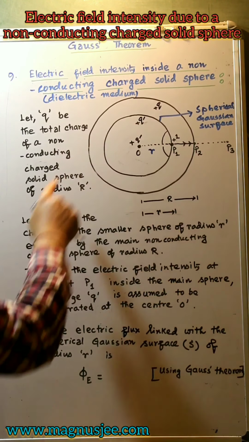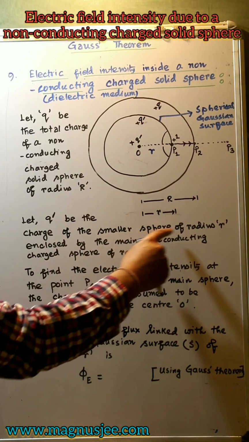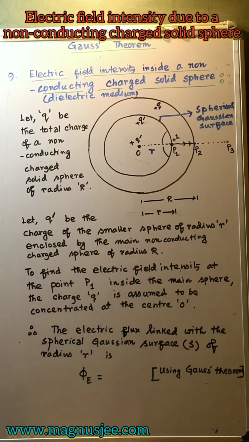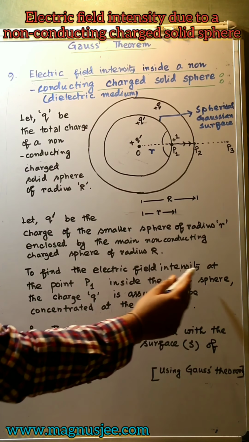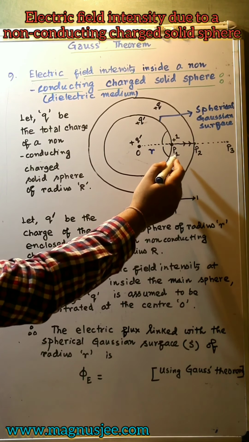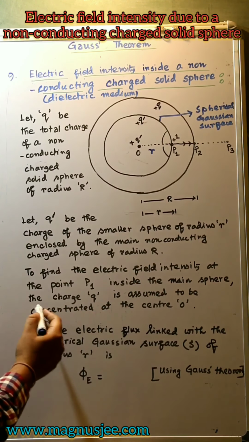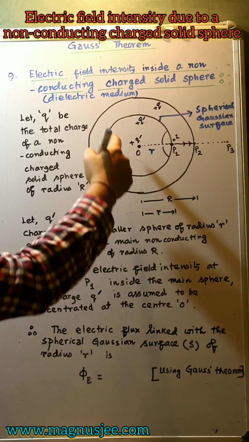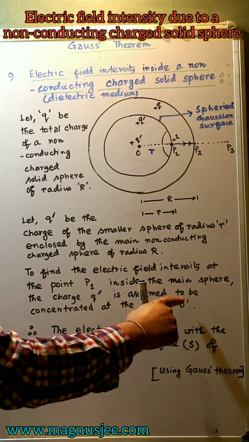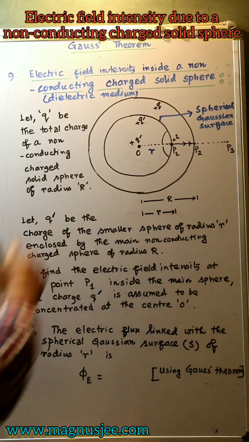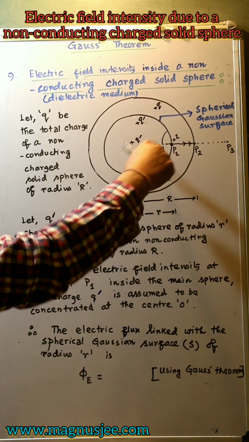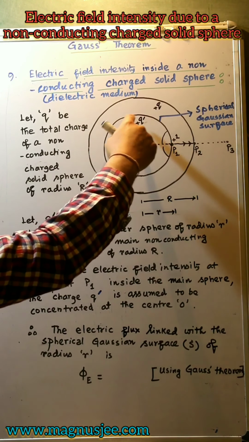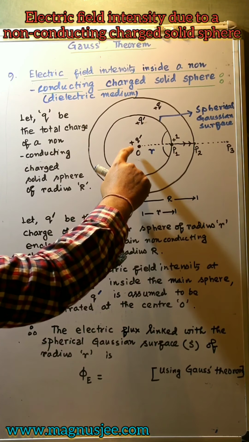And this spherical Gaussian surface is a smaller solid sphere of radius small r, and it has a charge q prime. Here q prime is the charge of the smaller sphere of radius r enclosed by the main non-conducting charged sphere of radius capital R. So to find electric field intensity at the point P1 inside the main sphere, the charge q prime is assumed to be concentrated at the center O. Though the charge q prime is uniformly distributed over the smaller sphere, we assume the total charge is concentrated at the center O.